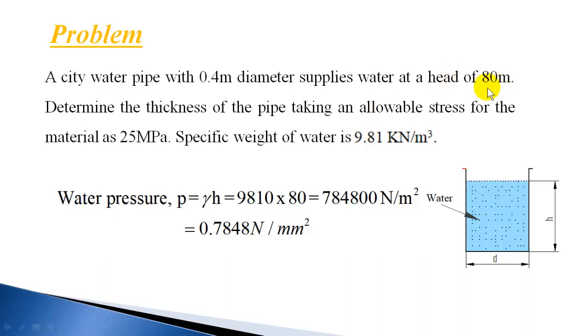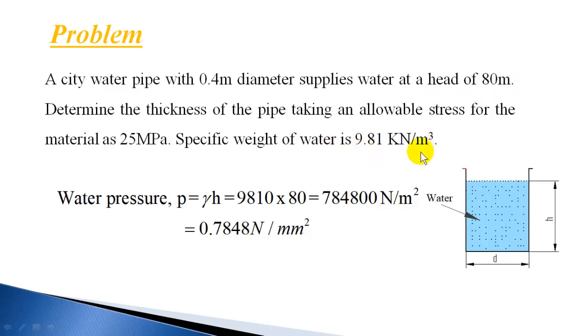So here you have a water head of 80 meter, and we know the specific weight of water, that is gamma. You can convert this specific weight 9.81 kilonewton per meter cube to 9810 Newton per meter cube. So you can keep it in Newton per meter cube. So 9810 Newton per meter cube is the specific weight of water, and the water head available is 80 meter. So you can find out the water pressure as gamma h, 9810 into 80. This is in Newton per meter cube and this is in meter. So you will get the pressure in Newton per meter square.